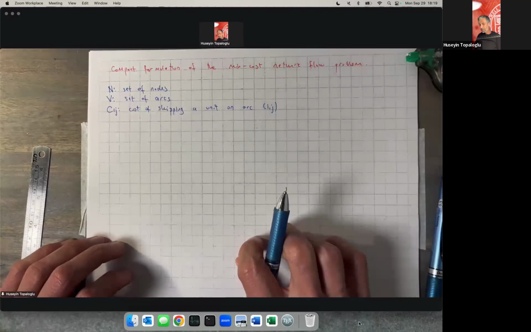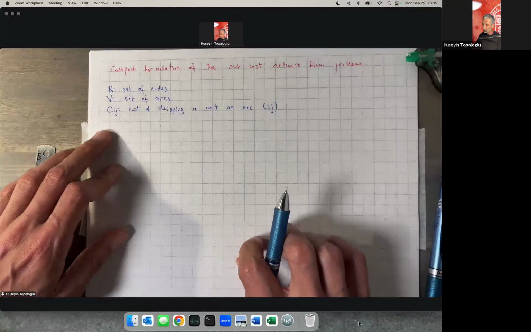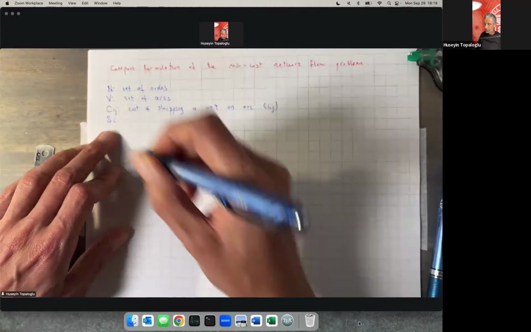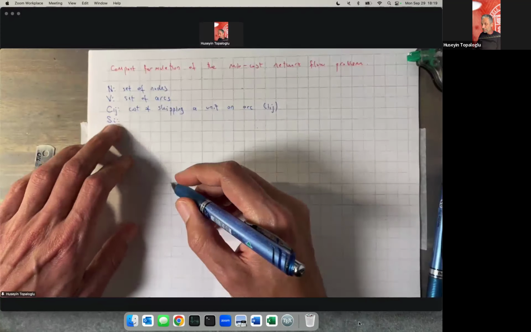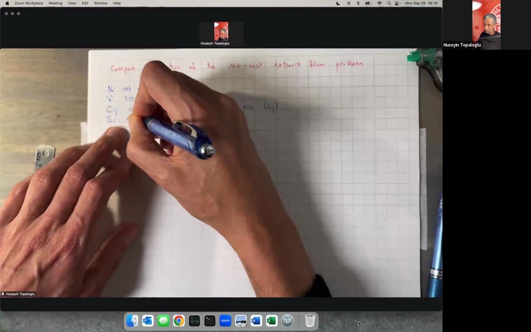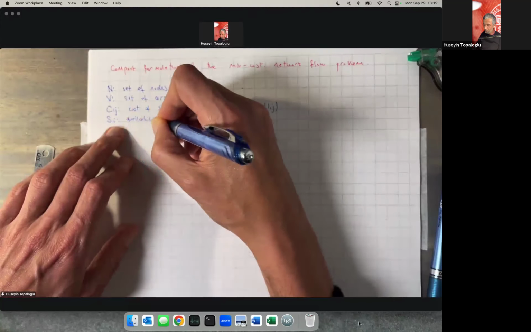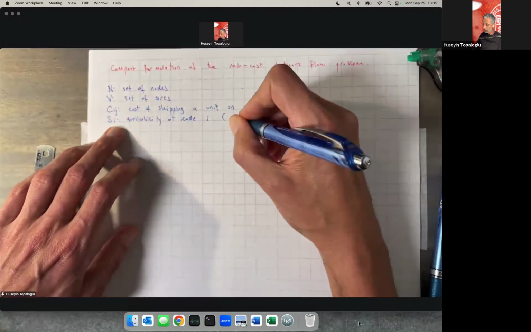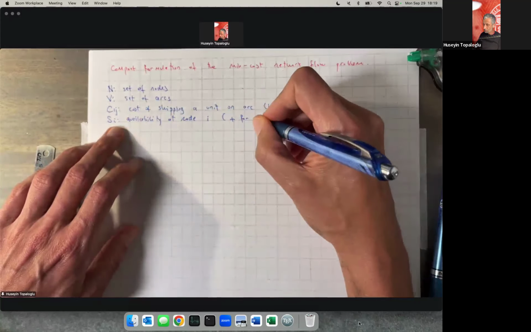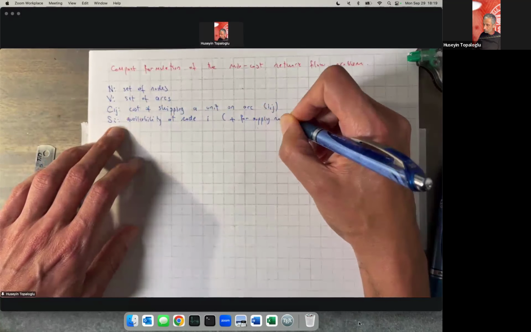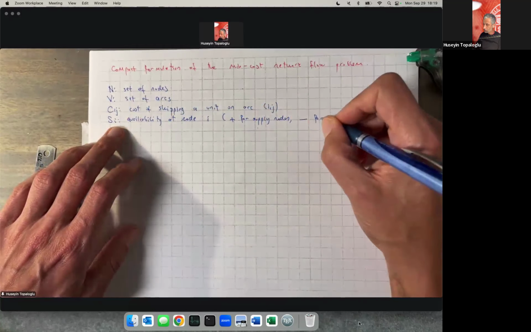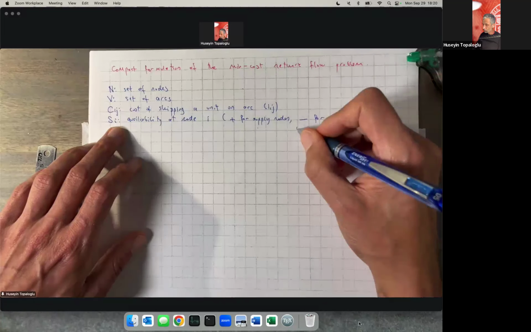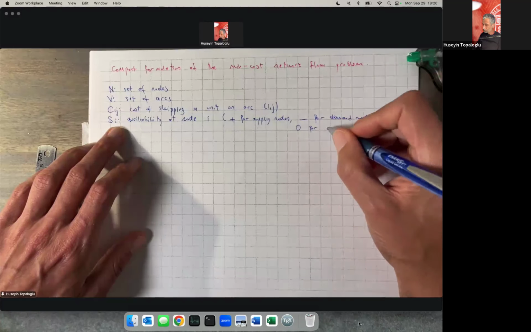And lastly, what is the last piece of data that we need for our min cost network flow problem? It's the supplies and the demand quantities. To capture them together succinctly, let's say s_i is the availability at node i. And availability at node i is positive for supply nodes, negative for demand nodes, and 0 for the other nodes.